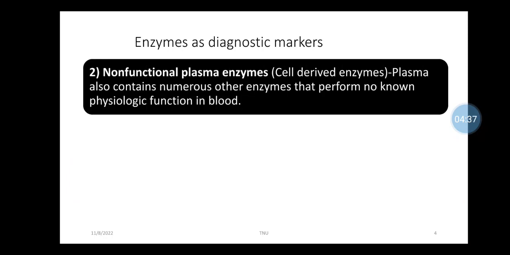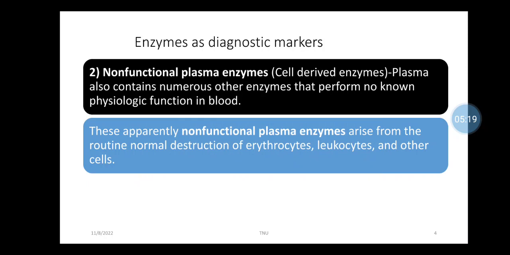Second one, which is not plasma derived enzymes, they are actually cell derived enzymes, non-functional plasma enzymes. So their function is not inside the plasma actually. Their function is inside the cell, because they are synthesized in the cell and the function is within the cell. Plasma also contains numerous other enzymes that perform no known physiological function in blood. So their function is within the cell, not inside the blood.